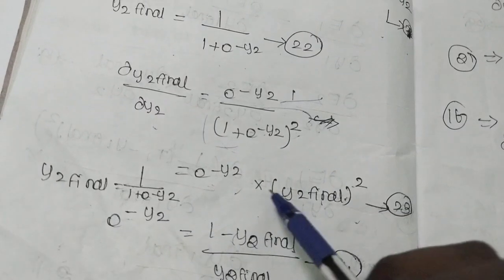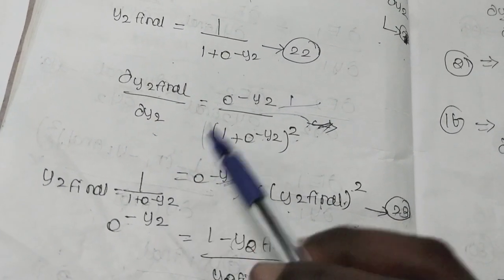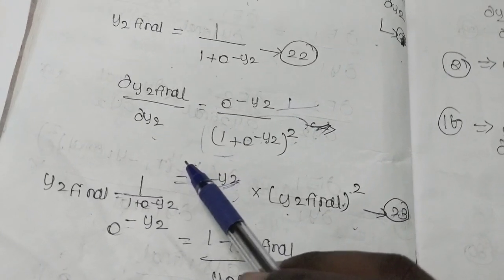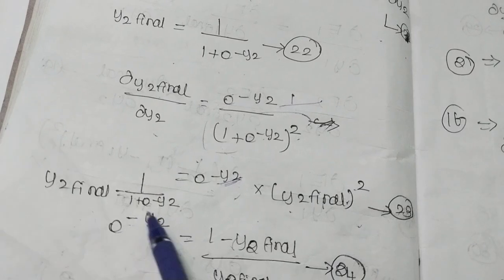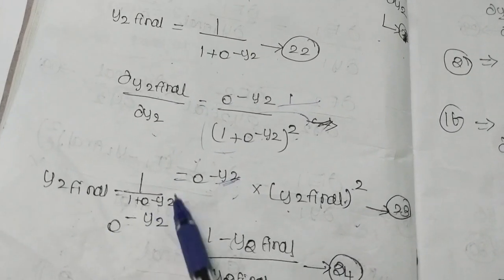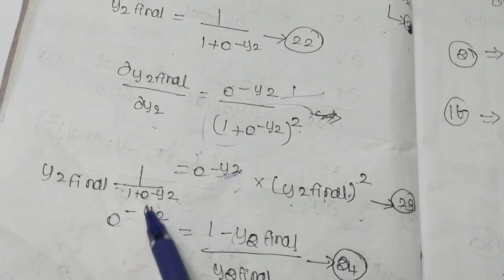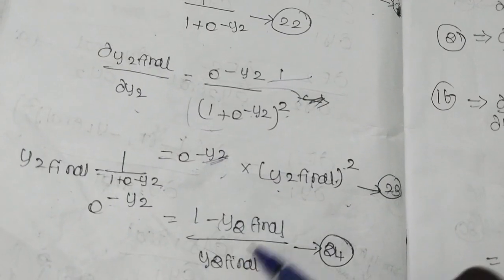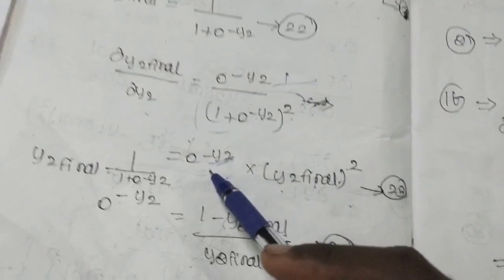Next I want to find out the value for e power minus y2. The same method you can follow for e2 also. Same method you can follow for y2final, that is 1 by 1 plus e power minus y2. I am taking the LCM, changing this side, and I got the value finally, e power minus y2 value. Now I am substituting this 24th equation into the 23rd equation.